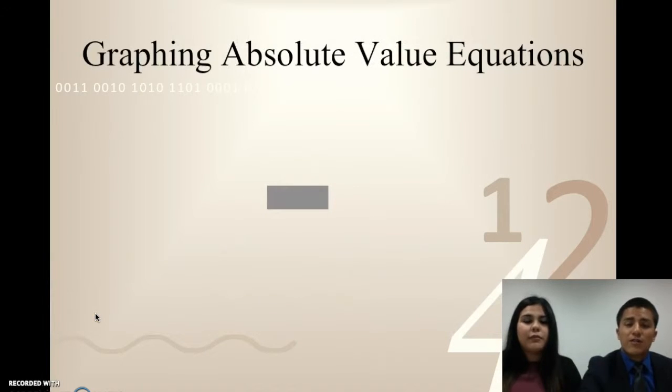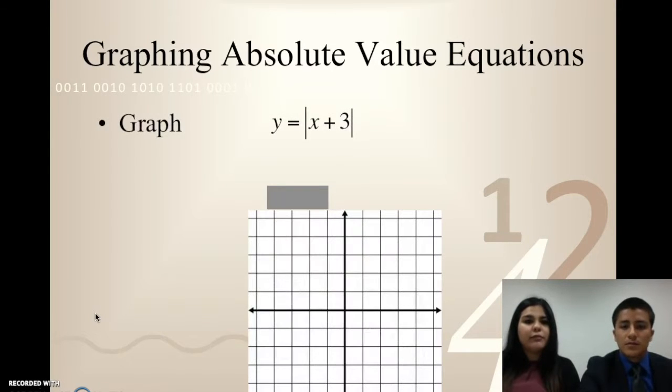Alright, so now for graphing absolute value equations, it's going to be similar to what we had in previous lectures about graphing regular equations, but there's a little twist that's added to the absolute value equations, as we'll see in a few. So here we have our coordinate plane and our equation. Y is equal to the absolute value of x plus 3.